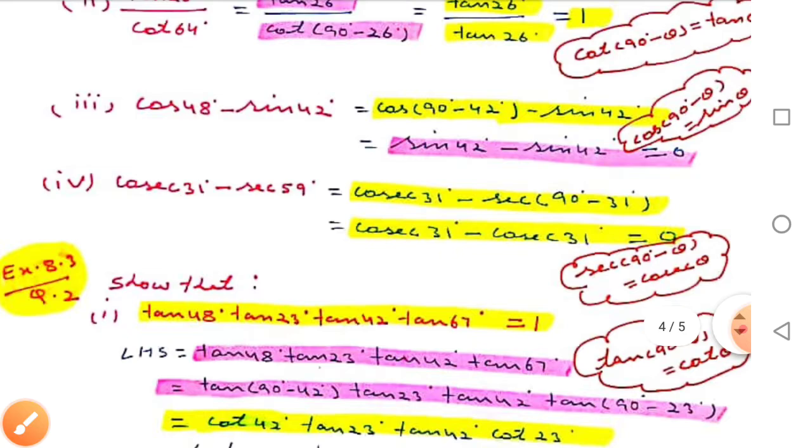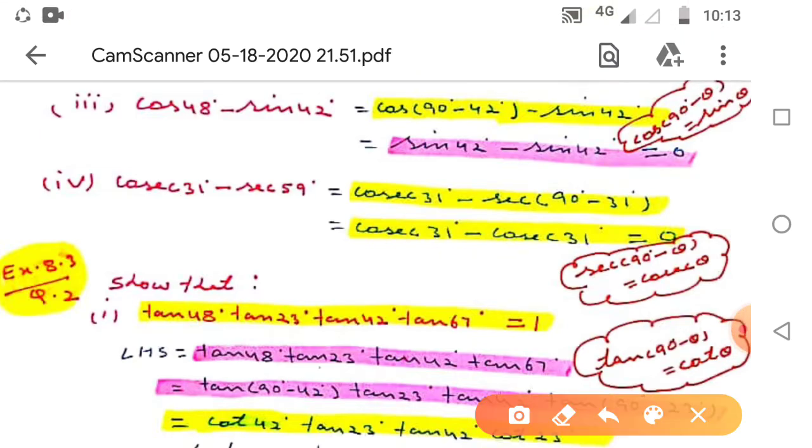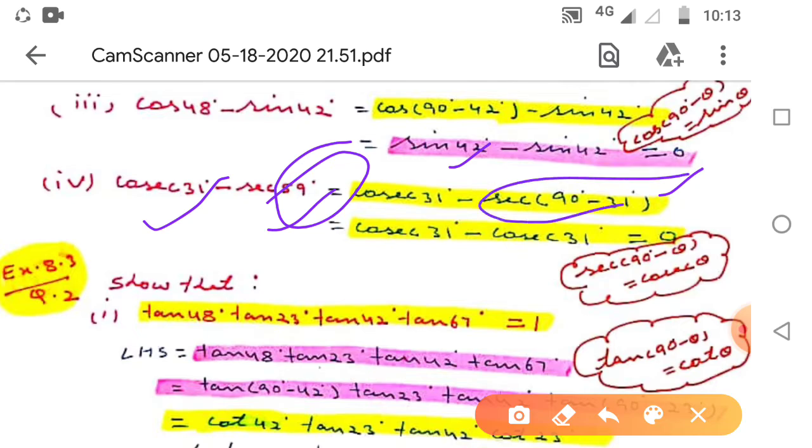Now come to the fourth part. Cosec 31 minus sec 59, that is cosec 31 minus sec 90 minus 31. Instead of writing this 59, we write 90 minus 31. Right? So sec 90 minus theta is cosec theta. So cosec 31 minus cosec 31 is 0, because sec 90 minus theta is equal to cosec theta.